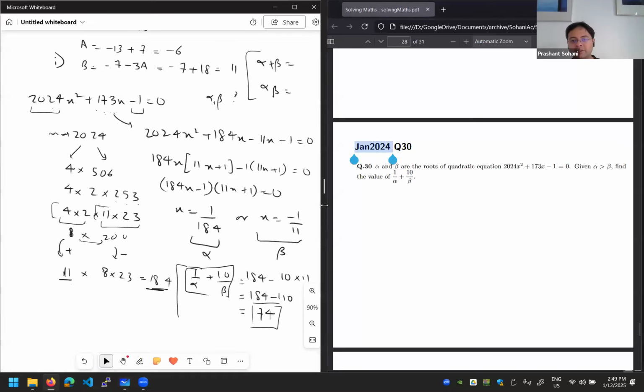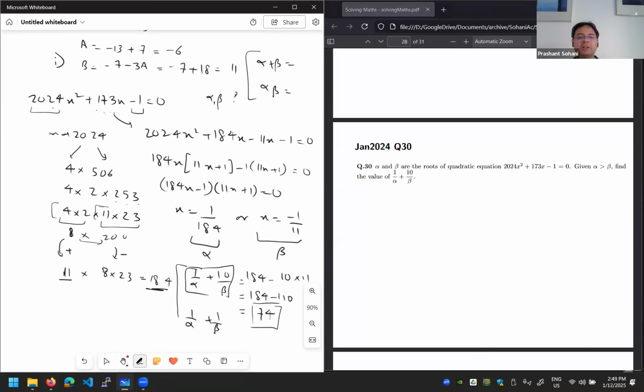See, if the alpha and beta had the same coefficient, maybe if some question asks 1 upon alpha plus 1 upon beta, then it is simpler. But here beta has a larger coefficient than alpha. So how to obtain that using just the starting point can be difficult. I won't say impossible, but difficult. Okay, but anyway, it doesn't matter, whatever method works. So that completes the original questions that we wanted to go through.